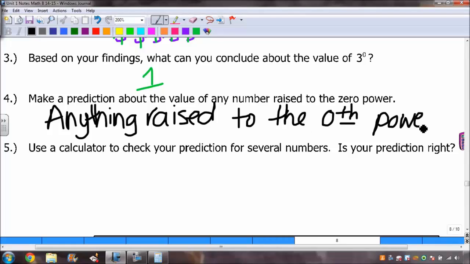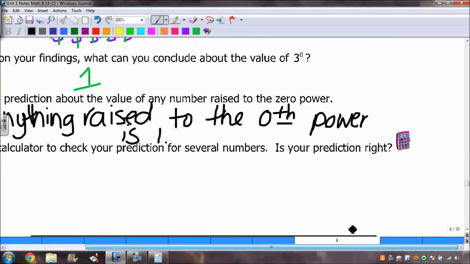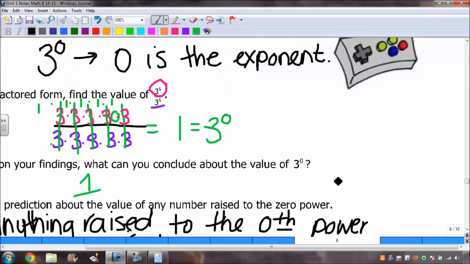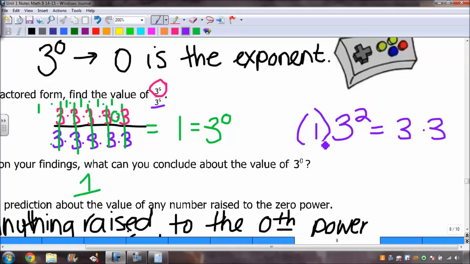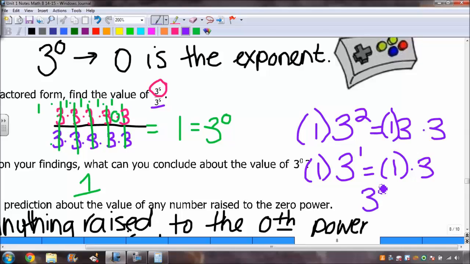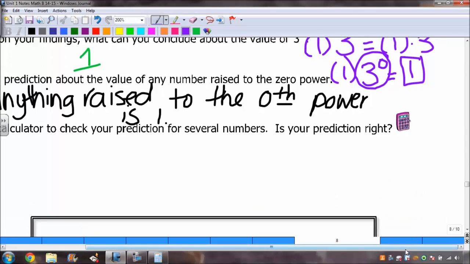It's always 1. And let me explain a little bit more to why it's always 1, okay? So remember how we said that 3 to the 2nd power just means 3 times 3, right? But there's always an invisible coefficient of 1, right? So it's 1 times 3 times 3, right? If I have 3 to the first power, I've got an invisible coefficient of 1, so it's 1 times 3. So if I've got 3 to the 0th power with my invisible coefficient of 1, it's 1, and then this means there's no zeros left over, so it's got to be 1. So anything to the 0th power is always 1, okay?